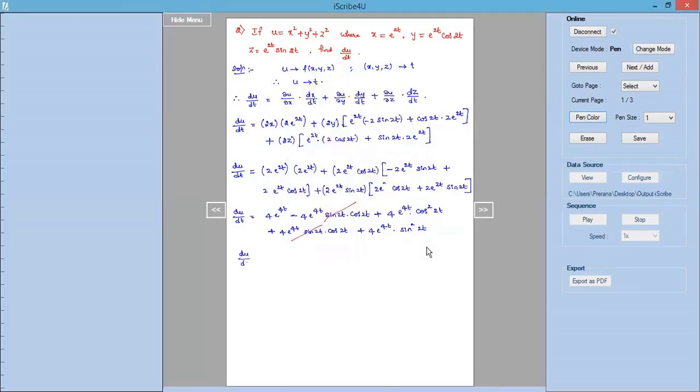So du by dt is equal to 4 e power 4t, and in the next two terms 4 e power 4t is common. We remain with cos square 2t plus sine square 2t. Cos square theta plus sine square theta is equal to 1. So we have 4 e power 4t plus 4 e power 4t, which is equal to 8 e power 4t. And that's the required answer for du by dt. Here u was a function of x, y, z, and x, y, z were in turn functions of t.